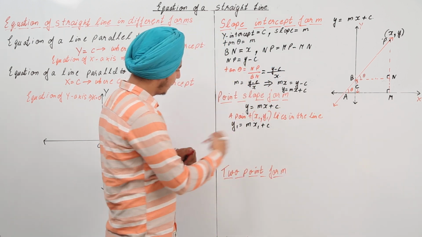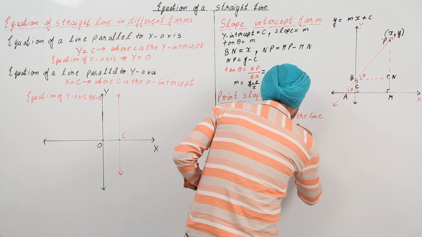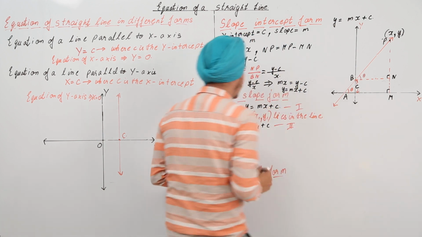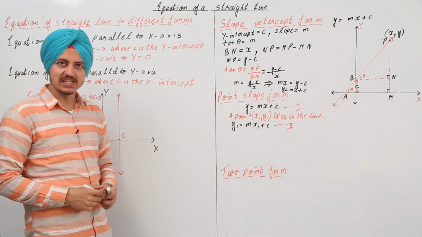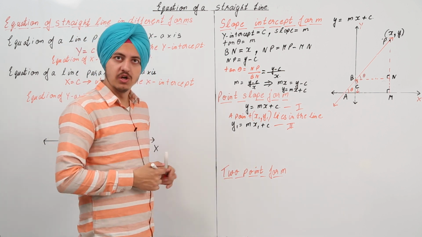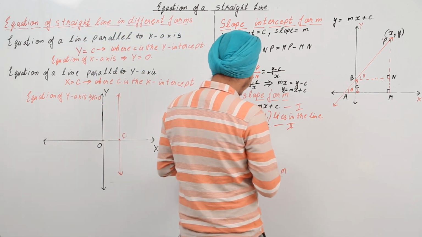Am I right? Now let's take this equation as equation 2 and let's take this as equation 1. And now I'm subtracting 1 from 2.